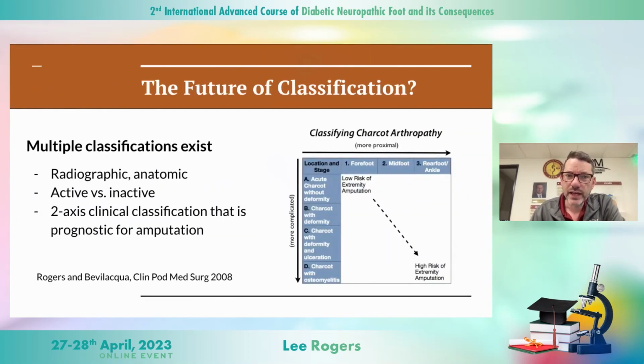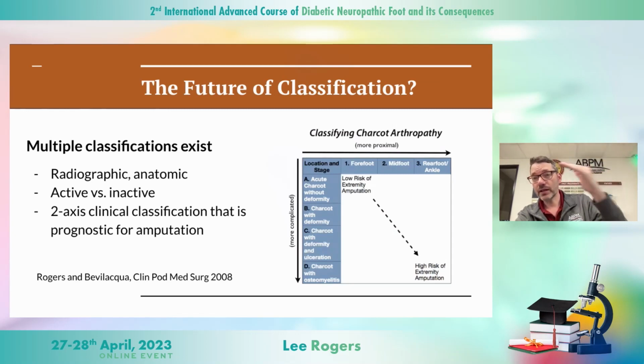So looking at different classifications, this is one that we came up with, which is somewhat based on the UT classification, where you stage and you grade. But the previous classifications were either radiographic, anatomic, active versus inactive. That's what we described in the first Charcot consensus. And then this one is a two-axis classification, where it's based either in the forefoot, midfoot, or rear foot and ankle. That's the anatomic part. And then the stage: A, acute Charcot with no deformity, B, Charcot with deformity, C, Charcot with deformity and ulceration, or D, Charcot with osteomyelitis.